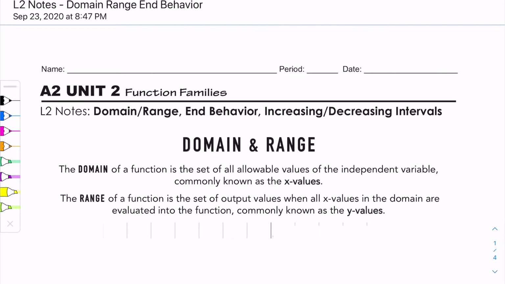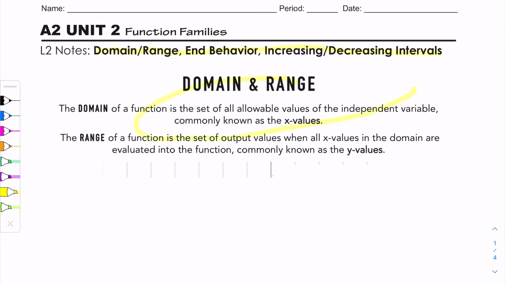Okay, our lesson today is on domain and range and behavior and increasing and decreasing intervals. We learned about domain and range in the last lesson, but let's review it quickly today. So the domain of a function is the set of all allowable values of the independent variable. This is commonly known as the x values or inputs if you're putting them in the function machine.